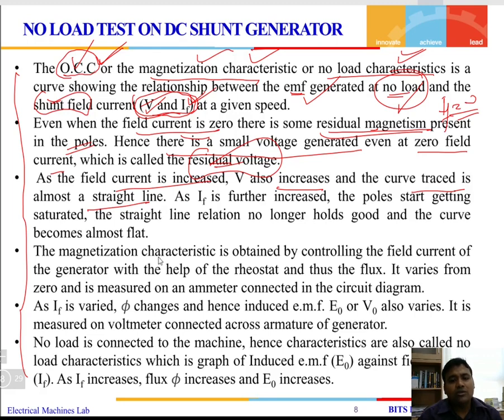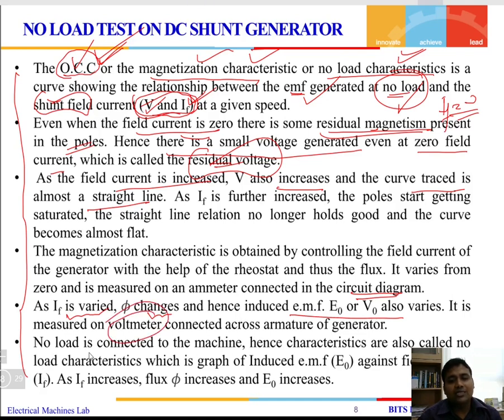So you have to draw the circuit diagram, connect it, and obtain the open circuit characteristic. If you vary the field current, the flux will change and the induced EMF will also change, and the voltage you have to measure with the help of a voltmeter.